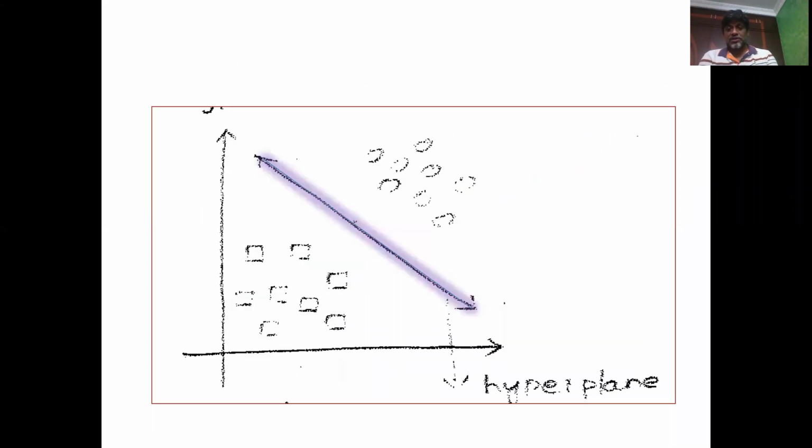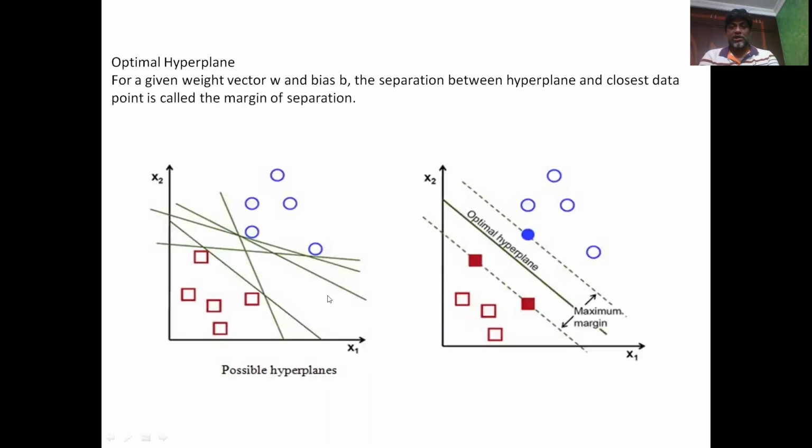We understood what a hyperplane is. A hyperplane is any decision surface that divides the input patterns into two classes. So this is called a hyperplane. But now, what is an optimal hyperplane? Continuing the same example, we have circles over here, and we have rectangles or squares here.